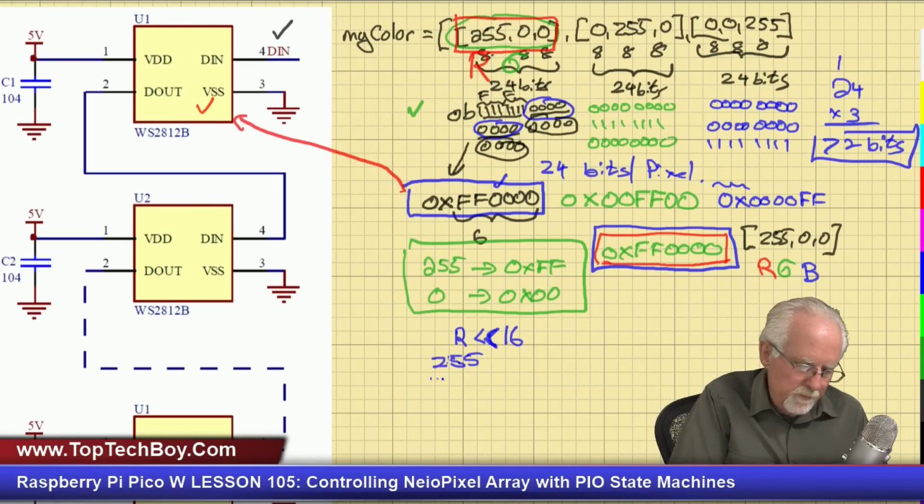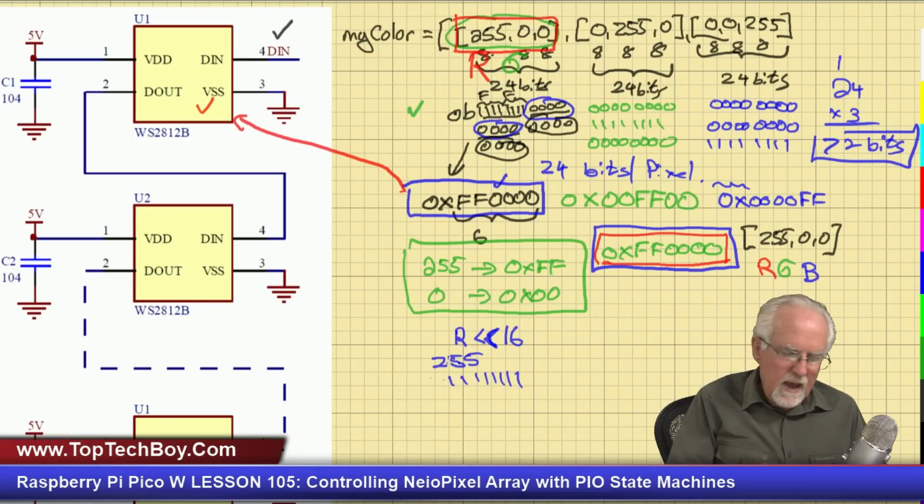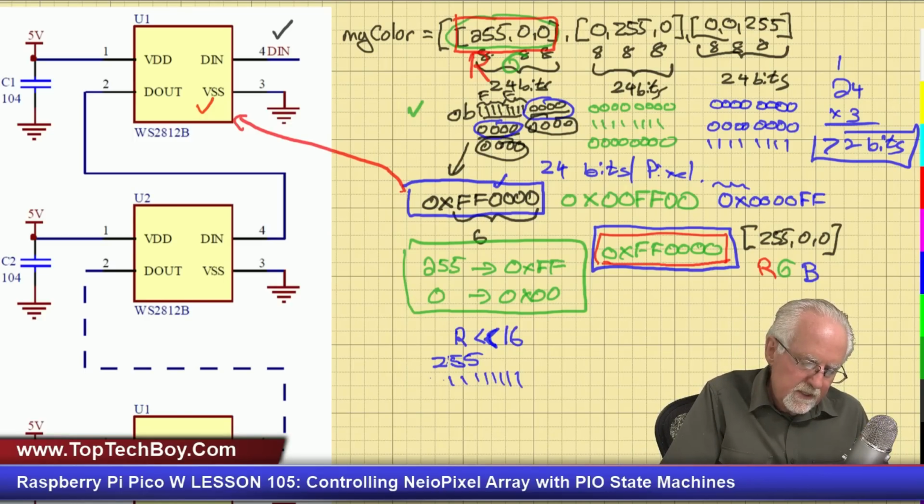I showed you the whole shifted number. So what am I going to do? I'm going to shift the red. The red is 1, 1, 1, 1, 1, 1, 1, 1. That's the red, 8 bits. I'm going to shift it to the left 16 bits. So I'm going to have 1, 2, 3, 4, 5, 6, 7, 8, and then 1, 2, 3, 4, 5, 6, 7, 8.